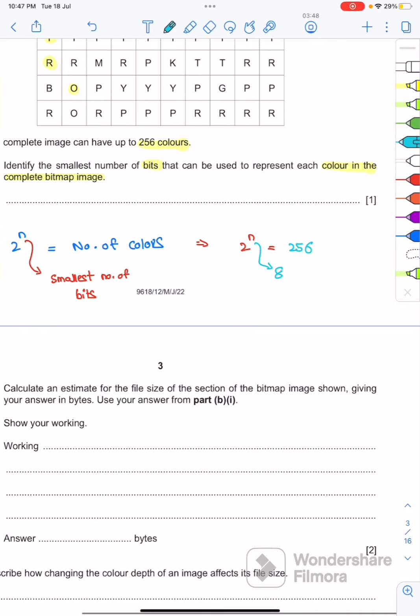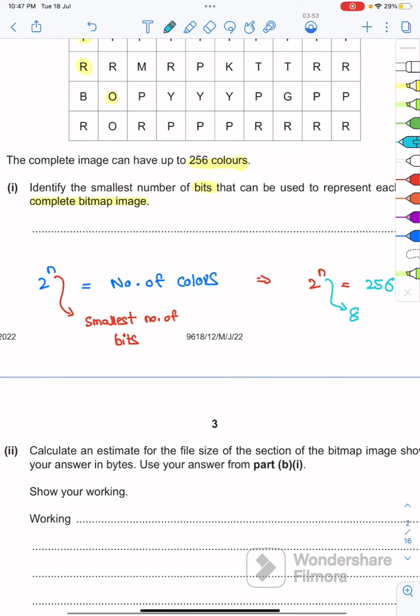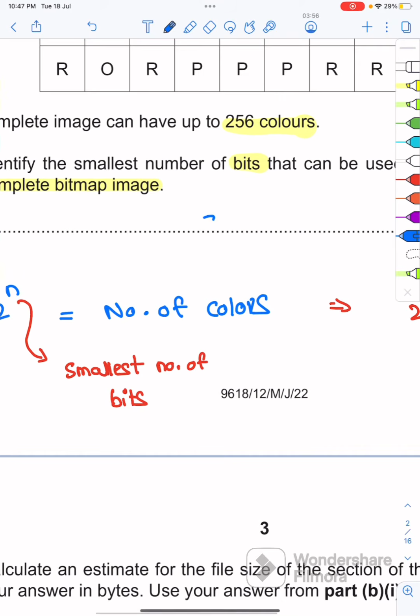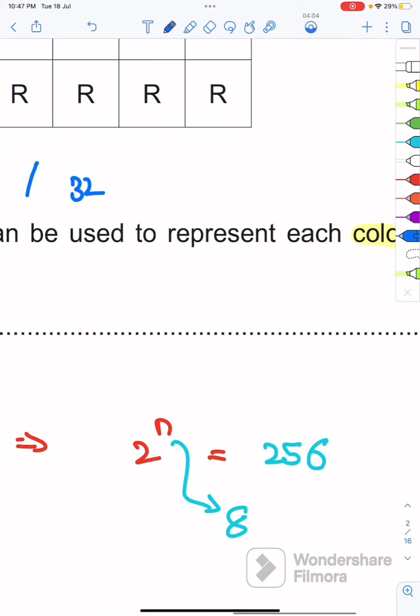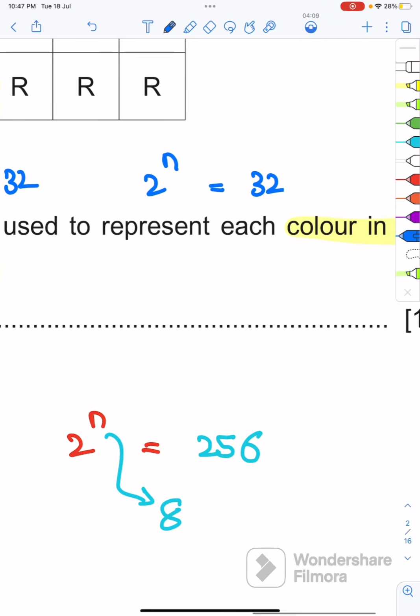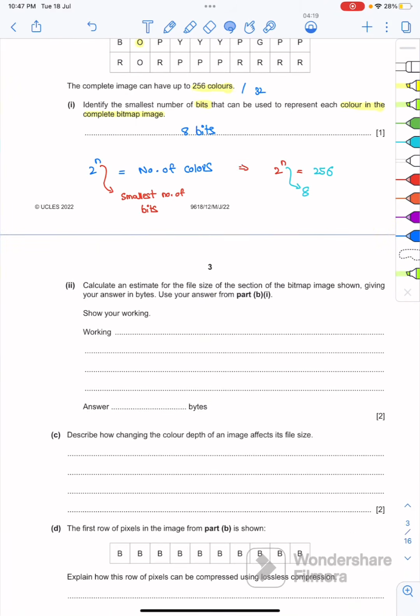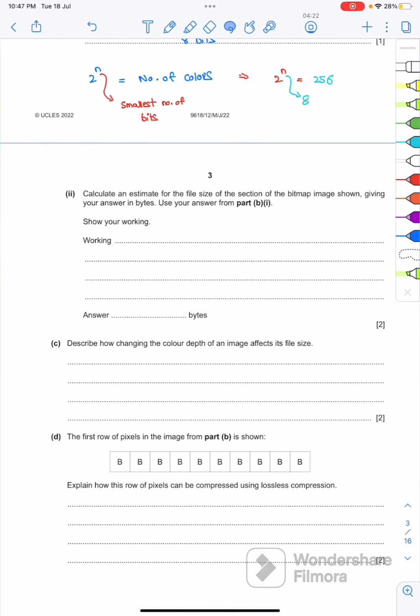So the smallest number of bits that can be used to represent a complete bitmap image in that case is going to be 8 bits. Similarly, if they had told you that instead of 256 this was 32, you would have said 2 to the power of n, n being the smallest number of bits, equals 32 different colors, and in that case n would have been equal to 5. If it was 64, it would be 6, and if it was 16, it would be 4, etc. So that is one way, provided you don't mess up in the math part, that is a pretty straightforward way of getting questions like these correct.